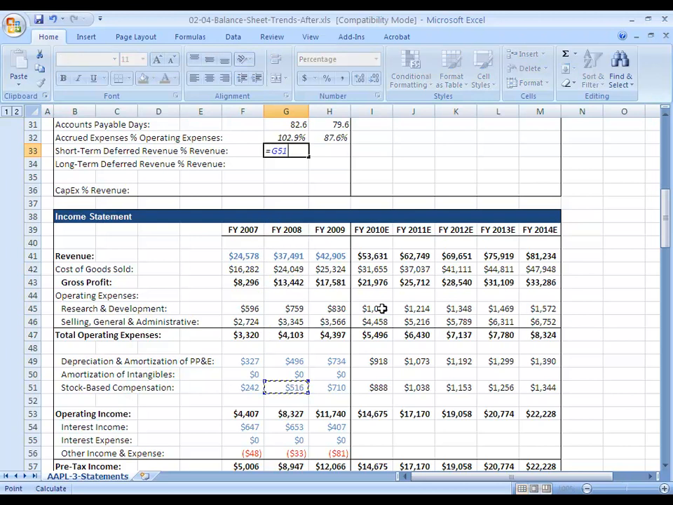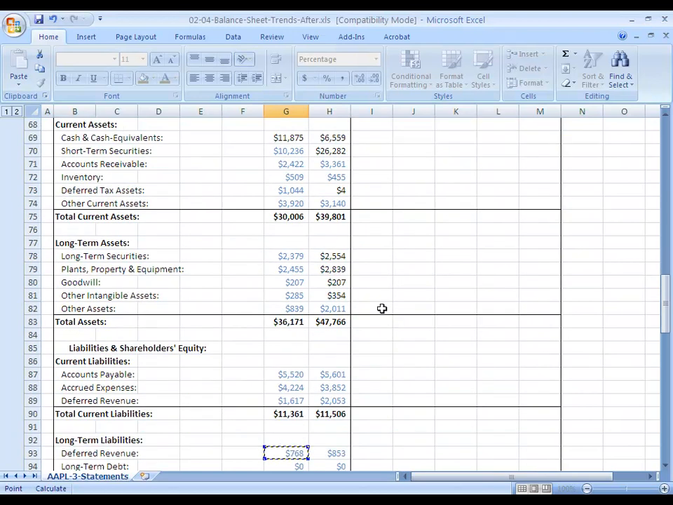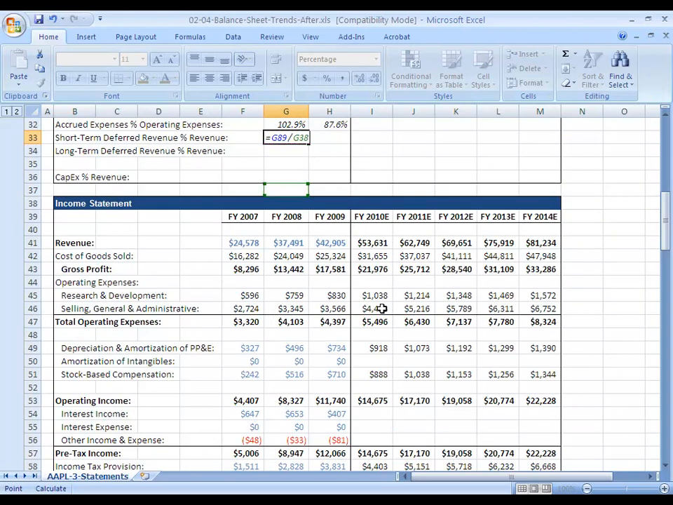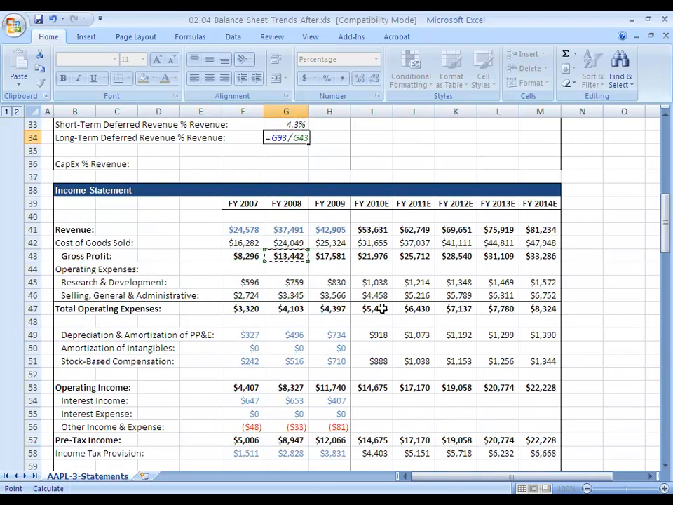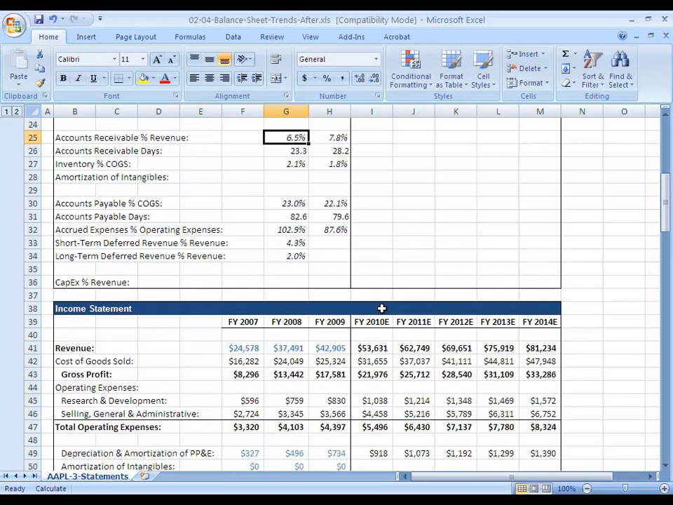So I'm going to go down to liabilities in the balance sheet, take deferred revenue from there, and then divide by the revenue for 08, and then do the same thing for long-term deferred revenue. Then divide by revenue at the top. So we'll take both of these and copy them across.